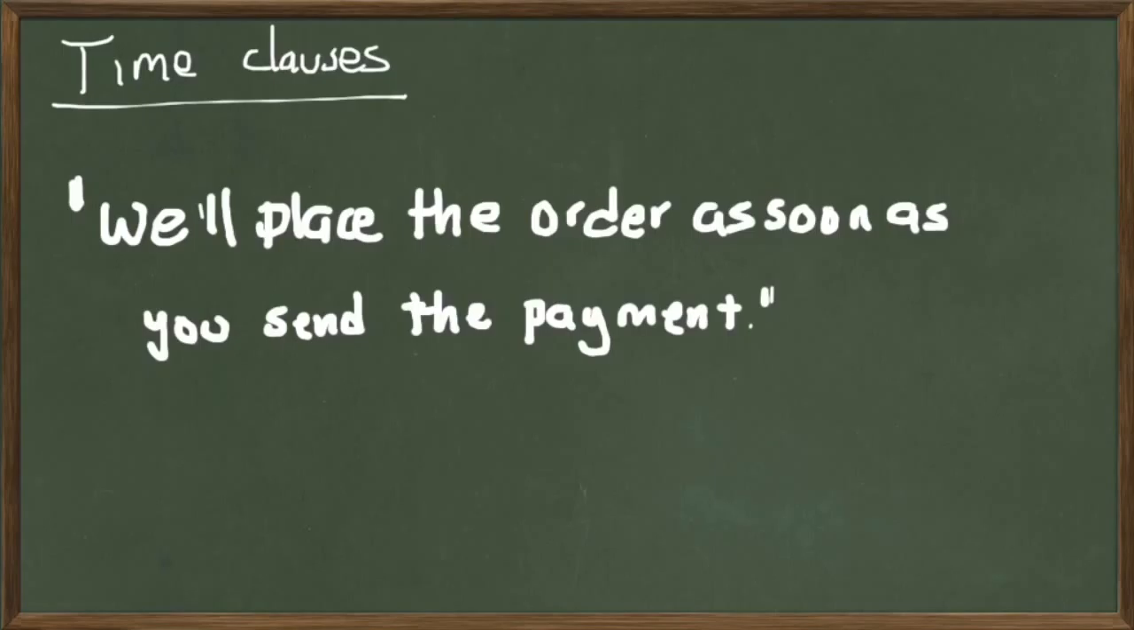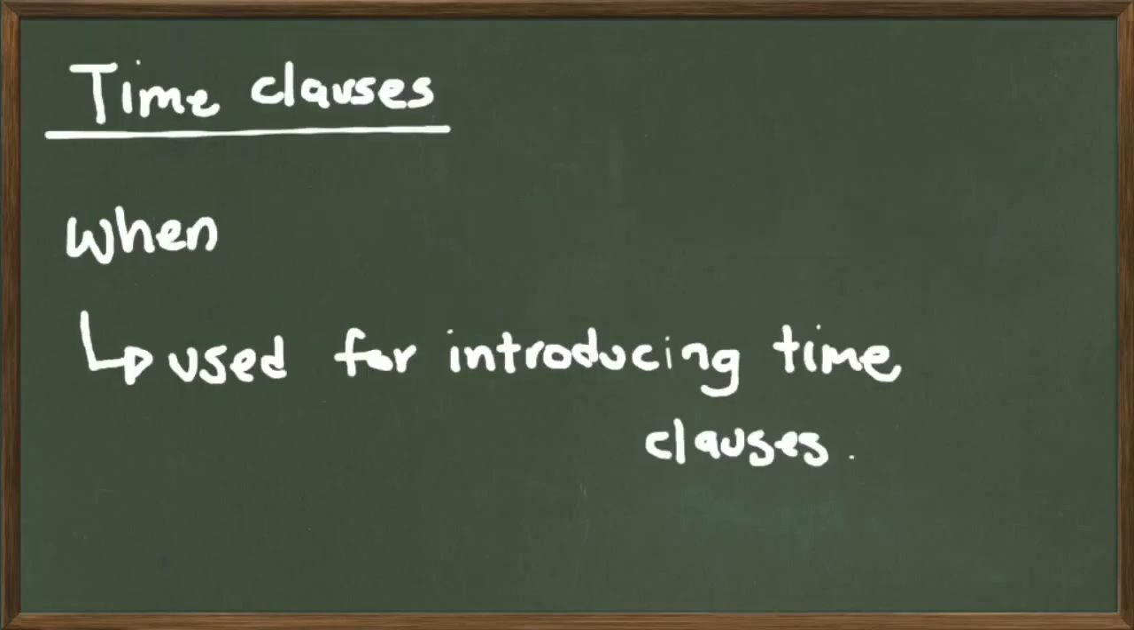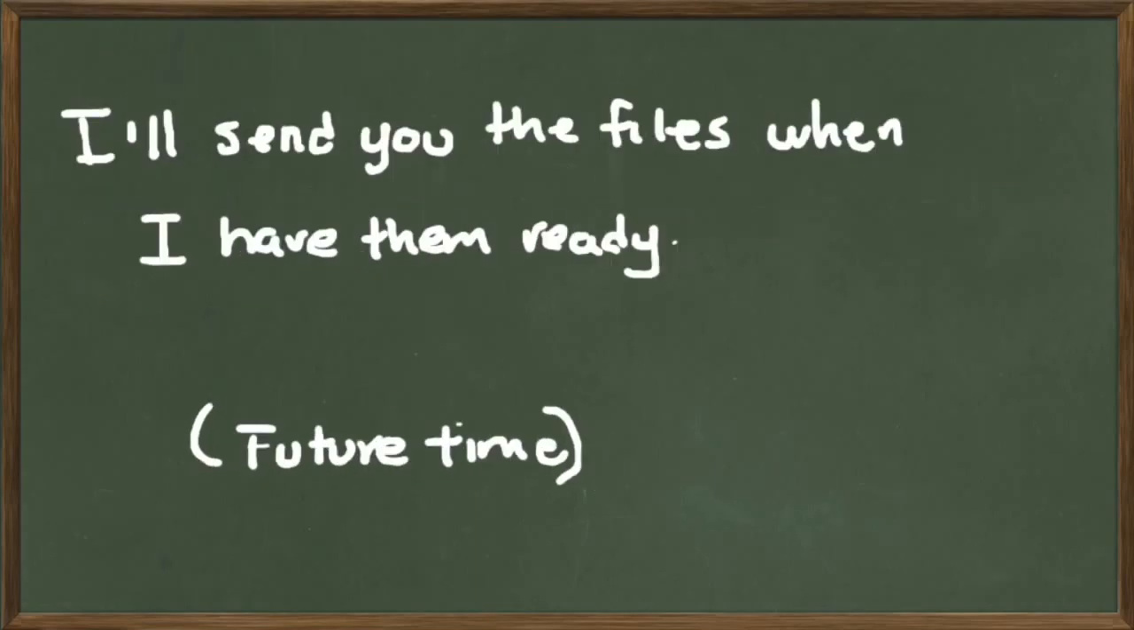For example, we'll place the order as soon as you send the payment. As soon as is our time clause, our expression when we introduce a time clause. Alright? Time clauses can also use the word when, which is used for introducing time clauses. A time clause is an incomplete sentence that refers to a time or a situation. Okay? We have examples for the past, the present, and the future.